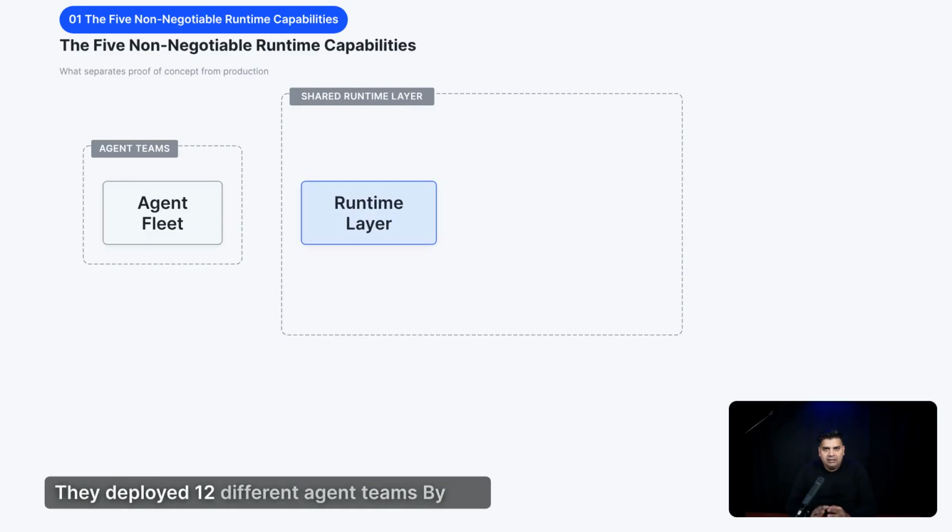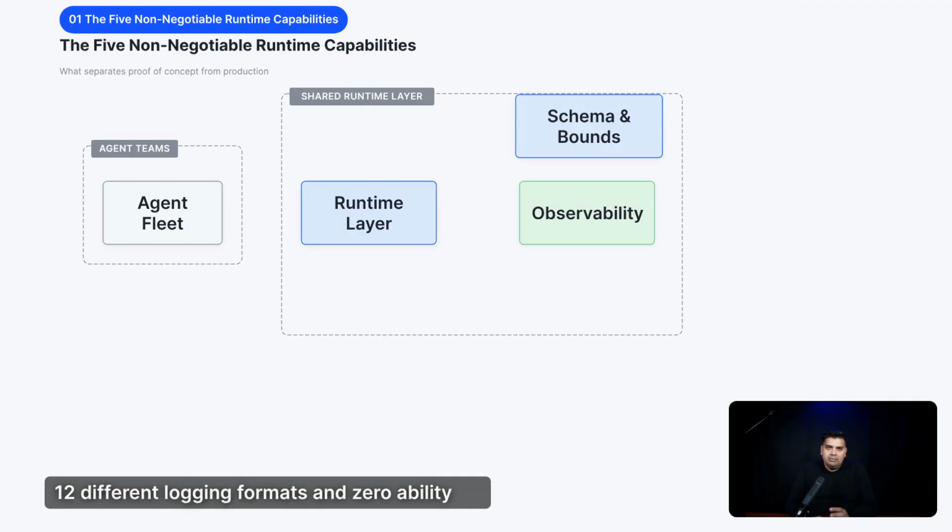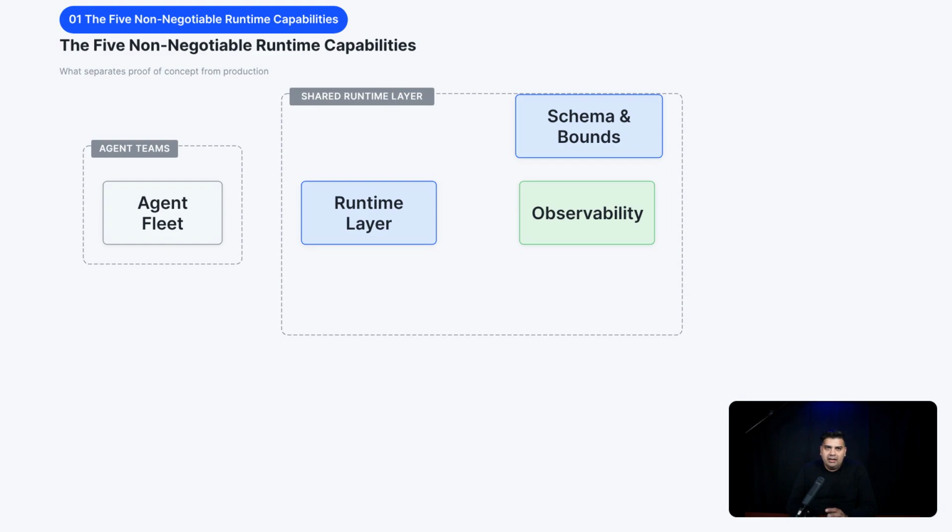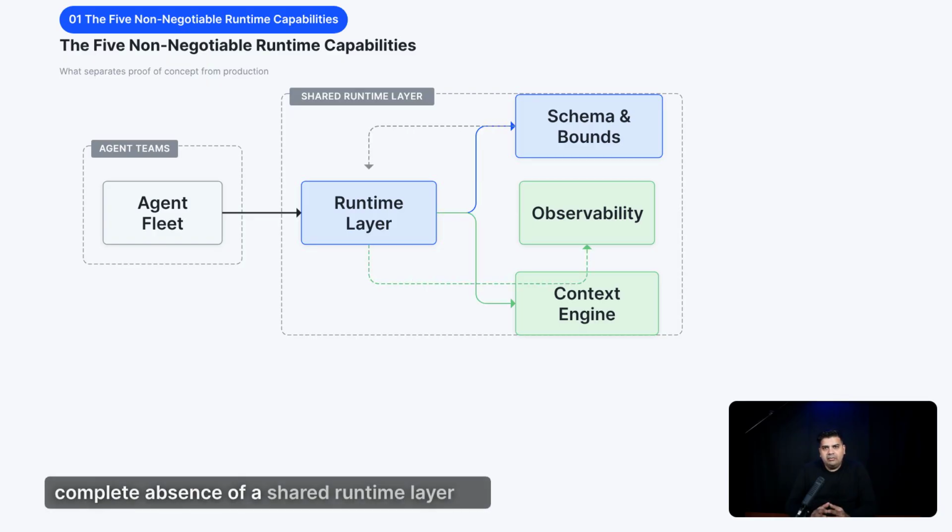They deployed 12 different agent teams. By Q3, they had 12 different retry strategies, 12 different logging formats, and zero ability to debug cross-agent workflows. Mean time to resolution went from hours to days. The problem wasn't the agents, it was the complete absence of a shared runtime layer.